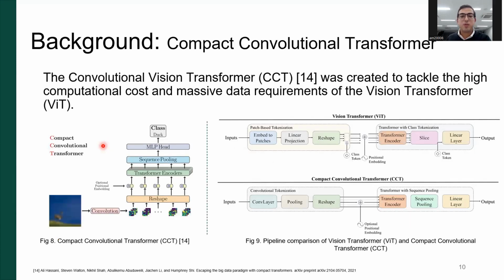For the backbone model, we are using the Compact Convolutional Transformer, which is a branch of the Google Vision Transformer, but with a couple of changes. Instead of embedding the input into patches, we apply convolutional layers, and instead of linear projection, we use convolutional tokenization. Also, in the tokenization, instead of a class token, we use sequence pooling. These changes made the model very light and very fast, while still capturing the same accuracy as the vision transformer. That was the reason we used it as our backbone model.